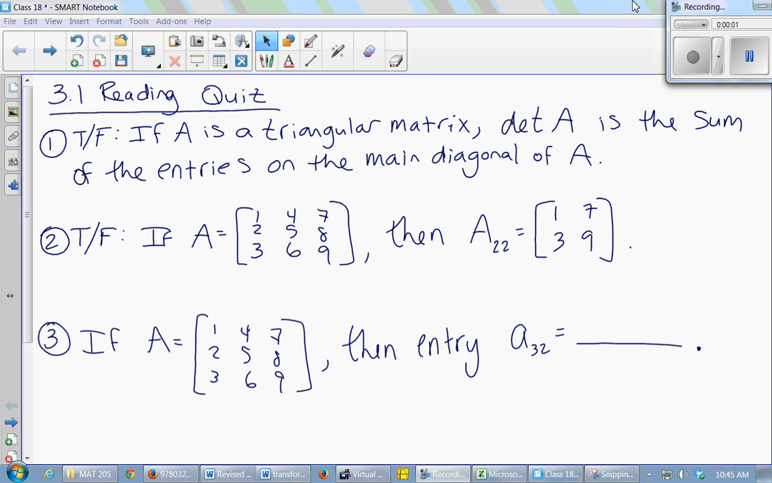True or false? If A is a triangular matrix, the determinant of A is the sum of the entries in the main diagonal of A. False. What is it really? The product.